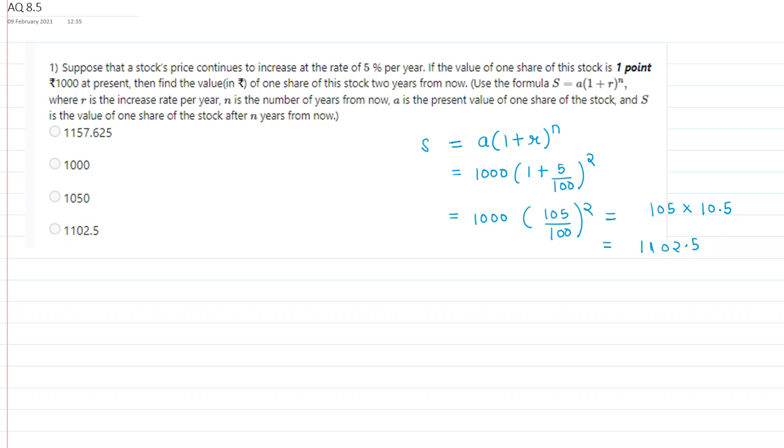So let's look at this question. Suppose that stock prices continue to increase at the rate of 5% per year. If the value of one share of this stock is 100 at present, find the value of one share of this stock after 2 years from now and use this formula, where R is the increase rate per year, N is the number of years from now, and A is the present value of one share of the stock.